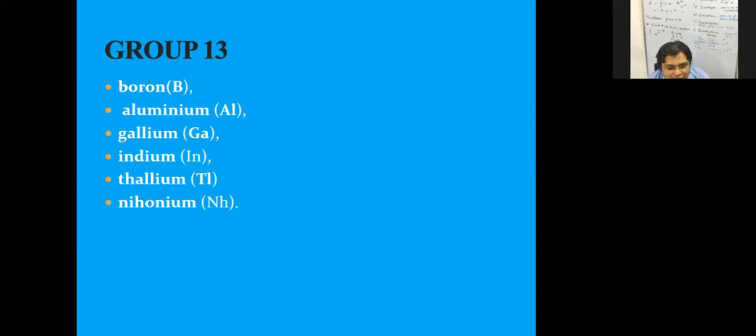Group 13 elements are also called the boron family. Please copy these elements. The way to remember this is the mnemonic: Bal Ganpati in temple. Can I go to the next group?